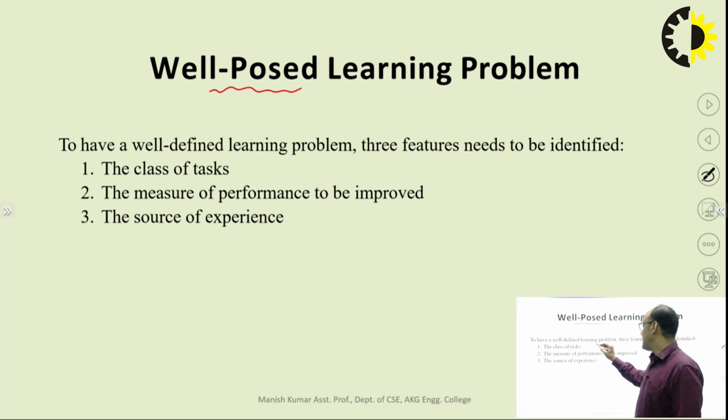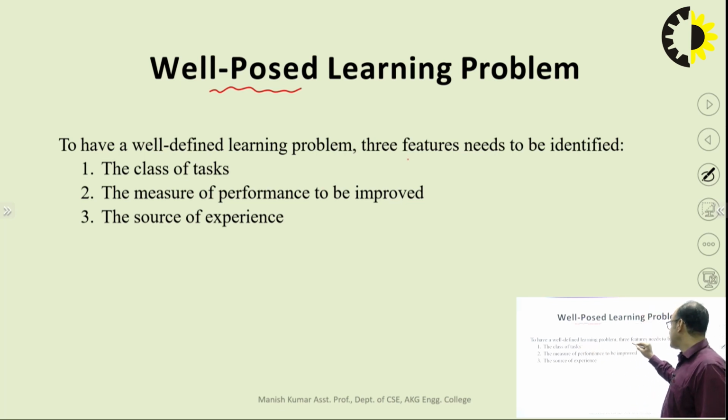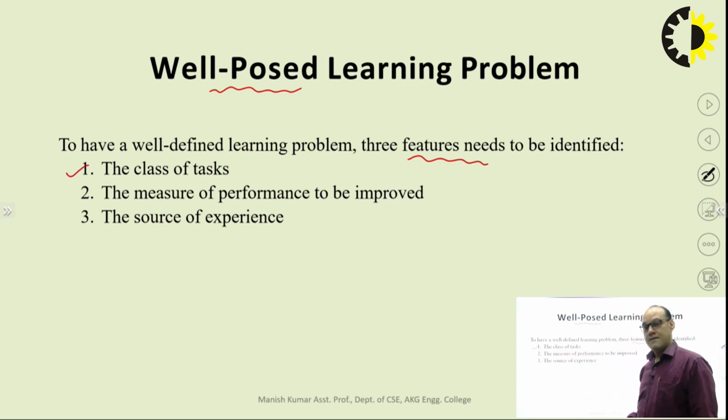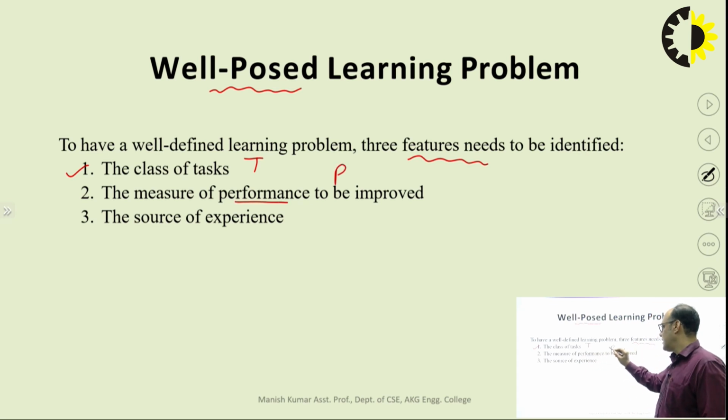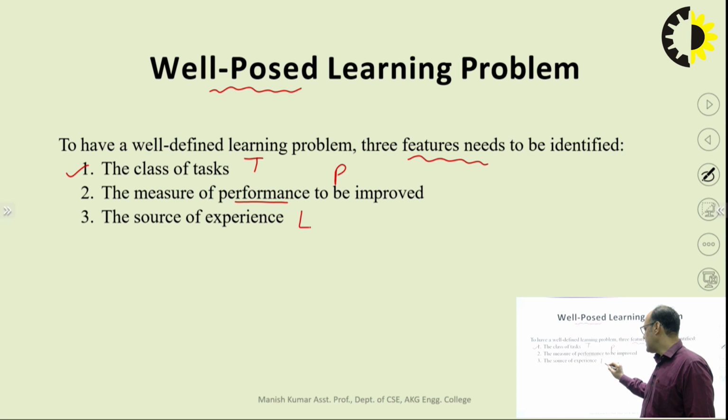So a well-defined learning problem has three features. Number one, the class of tasks, that is T. Then the measure of performance, that is P, and the source of experience, E. On the basis of these three features, we can pose a learning problem. Pose means how we are going to represent the learning problem, right?